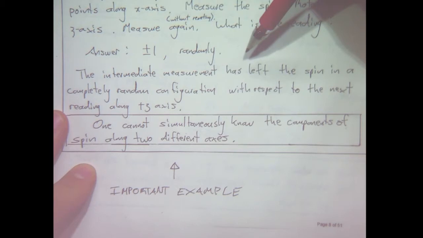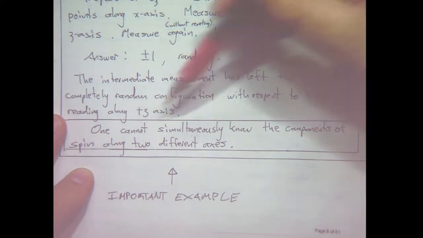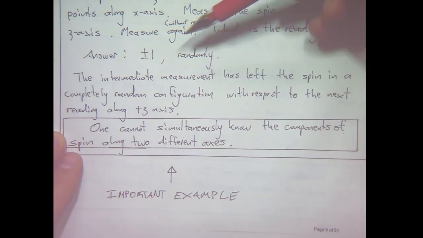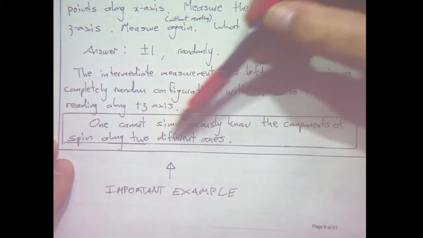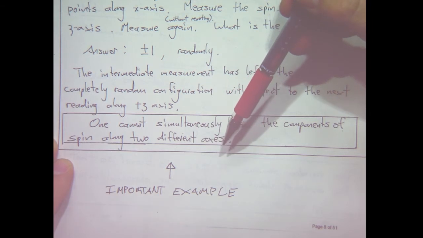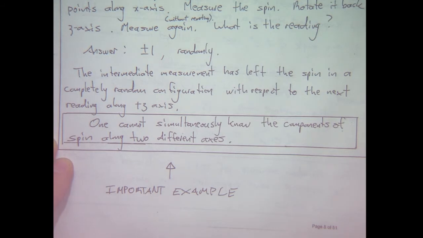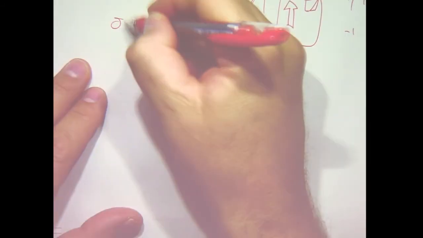So what they're saying is that the intermediate measurement has left the spin in a completely random configuration with respect to the next reading along the plus z-axis. What it's also saying is that one cannot simultaneously know the components of spin along two different axes. We forced it after we measured it. Oh, but we thought that spin was a vector.